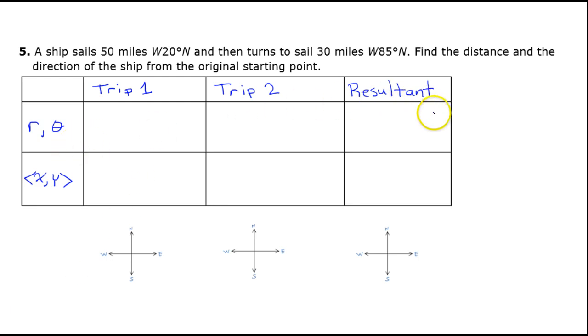Record your work in a chart like this. We'll have a column for trip 1, a column for trip 2, and a column for the resultant vector. First, we will find the magnitude and direction of each vector. So a ship sails 50 miles, that's the magnitude right there, 50 miles. And the direction is west 20 degrees north. That's going to take a little more thought.